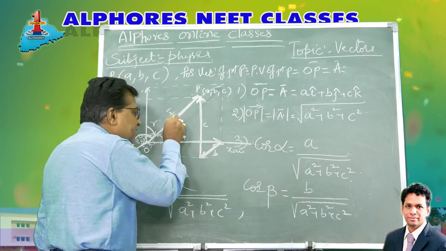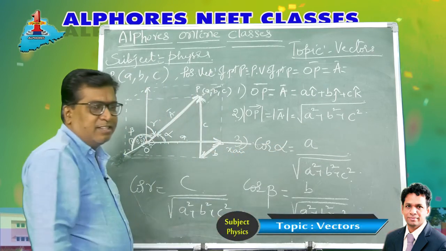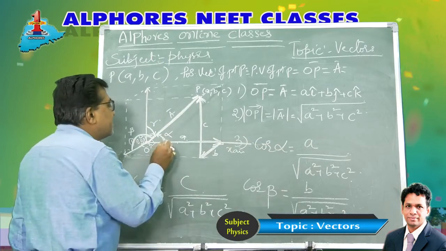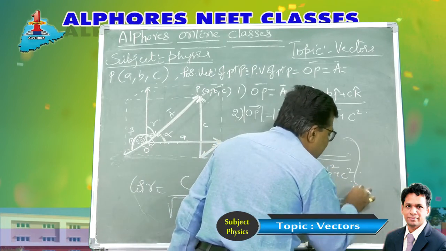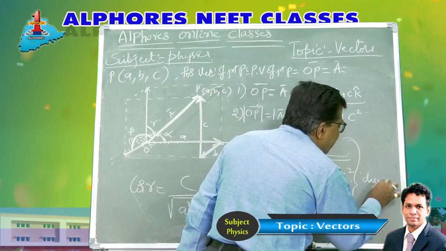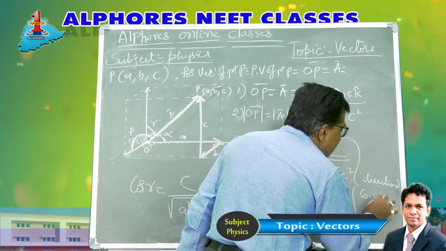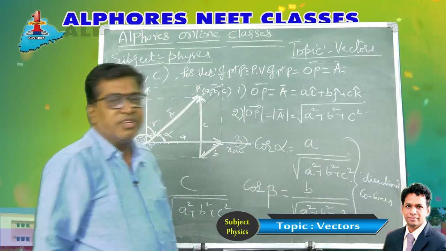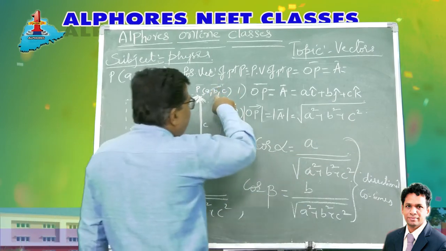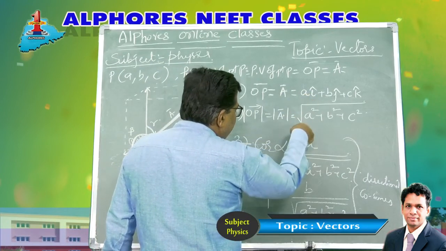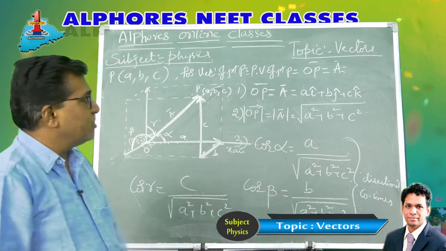So the direction of the vector is given by the cosines of these angles. They are named directional cosines, using which you can find the direction of the vector. So first the position point, the position vector, magnitude and the direction. This way you can find the position vector in 3 dimensions.